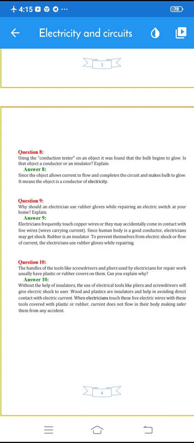Okay, so this is the answer for question number 9. You can even suggest to the people around you, when they come for repair work, that they wear gloves, so that you can help them in this manner. Now let's go for question number 10.